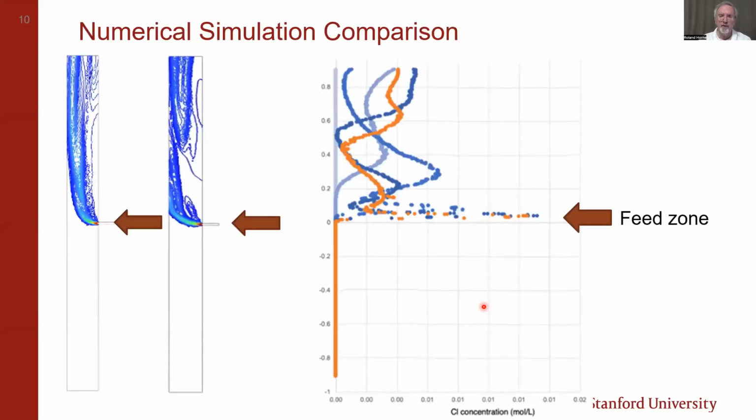And because we only have one opportunity to do that in the lab, ratio calculated in a numerical model, and it also shows that same increment of chloride concentration as we pass by that feed zone.